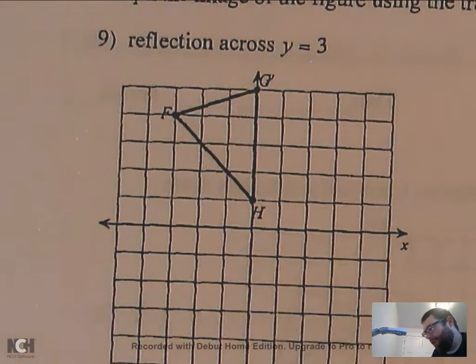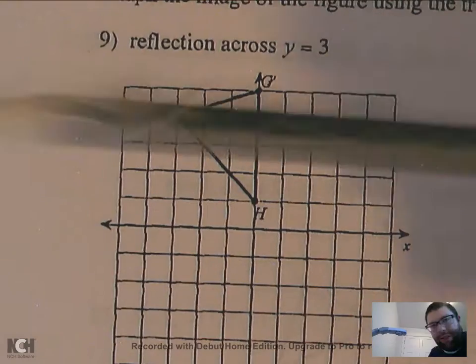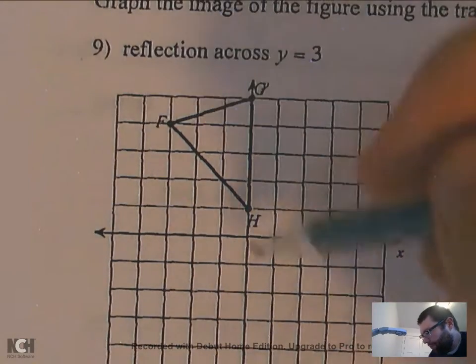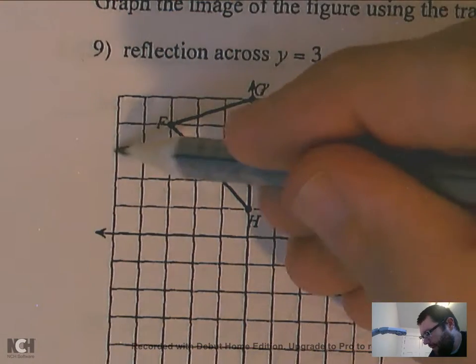Reflections is where we have a mirror line. So y equals is the horizontal line, right? So y equals 3 is going to be this line right here.